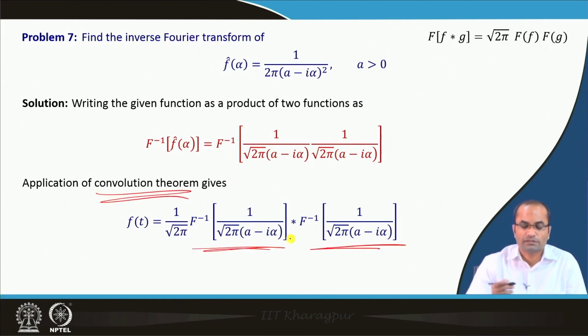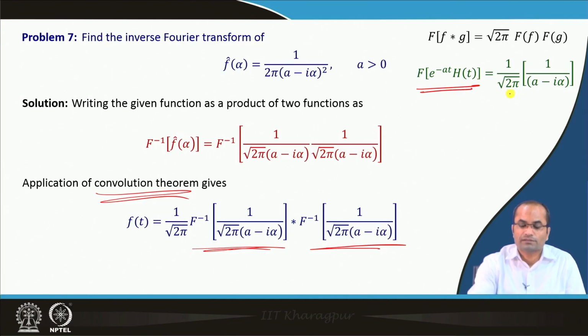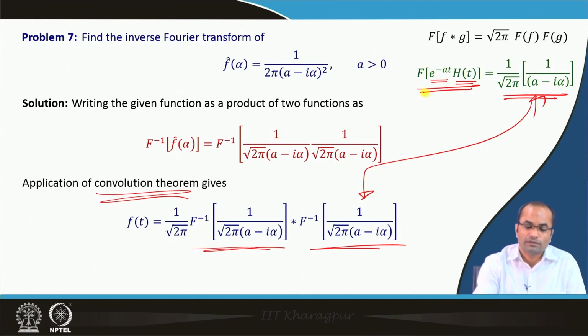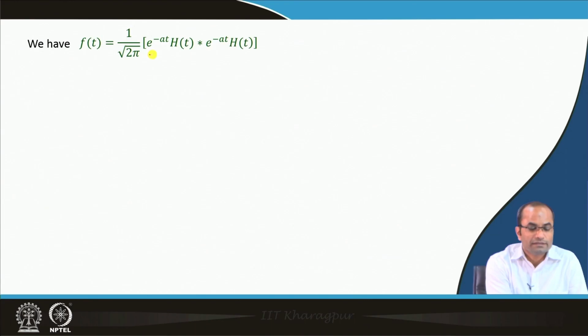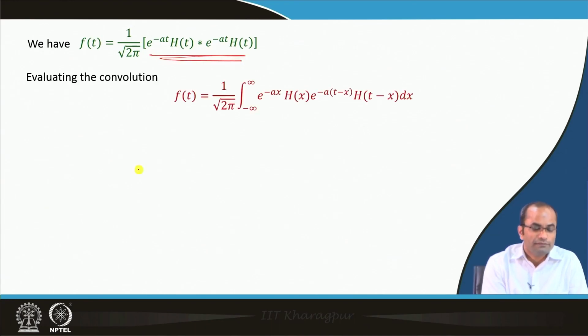Now, the question is what is this f inverse of this 1 over square root 2 pi a minus I alpha. And if you recall from the previous lecture, we have done this Fourier transform of e power minus a t times the Heaviside function of t, and it was exactly this one. So, we know now the inverse of this is e power minus a t h t. So, here we have then e power minus a t h t and e power minus a t h t and the convolution of the two.